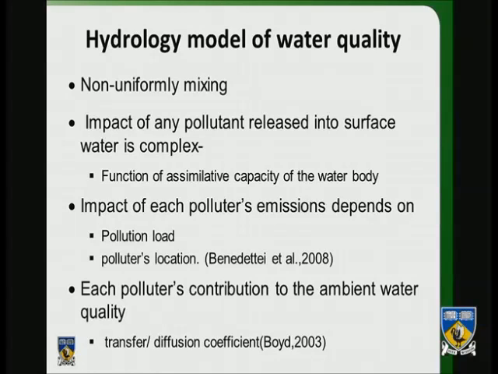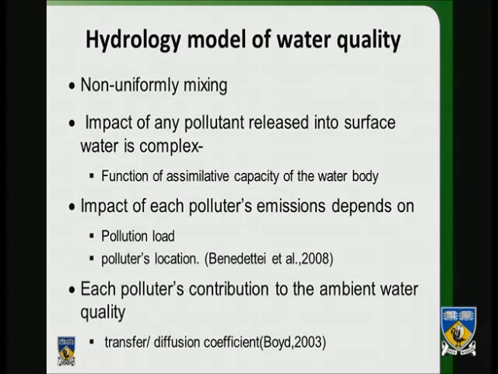It is the nature of water pollutants. Most of the water pollutants are non-uniformly mixing, so the damages are dependent on location. The impact of any pollutant released into the surface water of the river depends on the river's assimilative capacity and different chemical characteristics. So the impact of polluters' emissions on ambient water quality of the river is not just based on pollution loads, but also on location. Polluters' contribution to ambient water quality can be calculated using the method of calculating transfer coefficients.